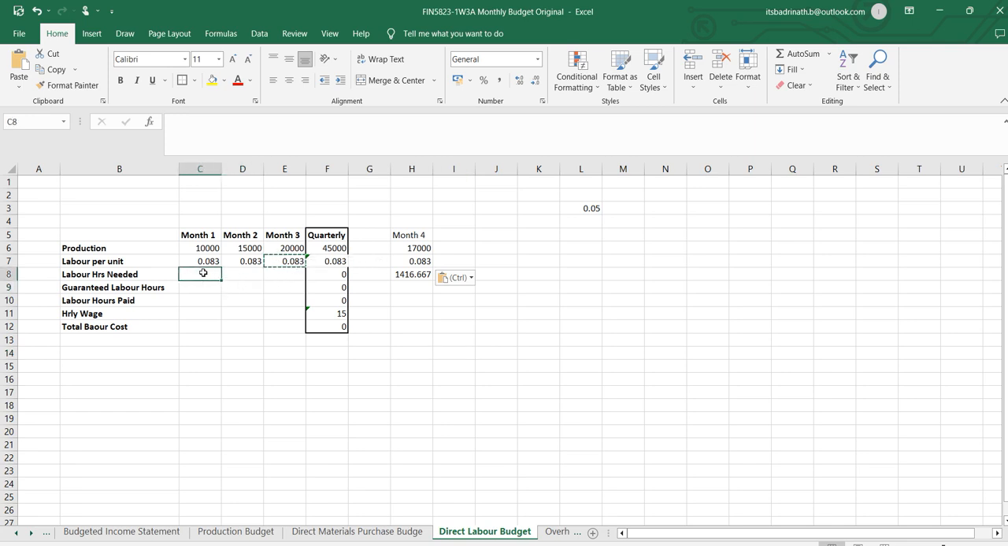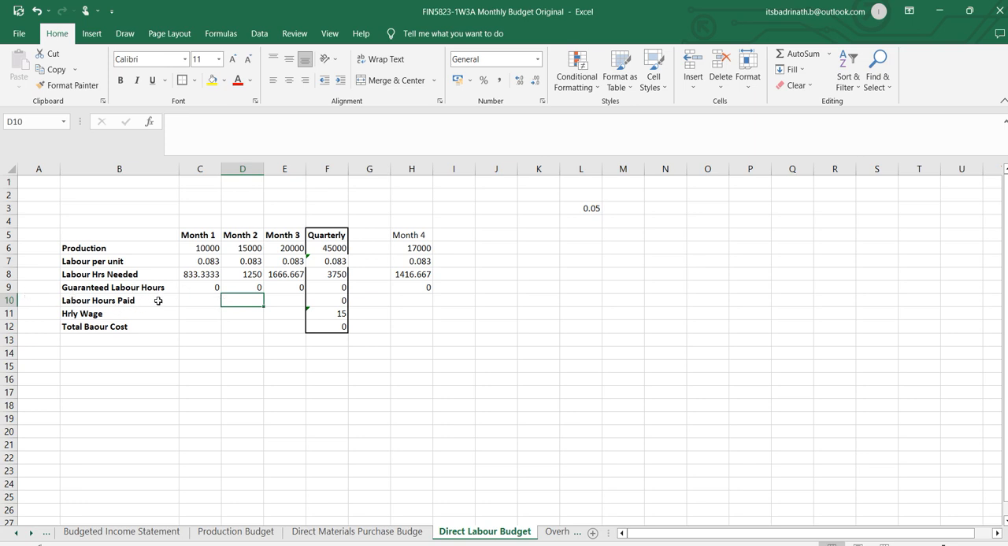Next, total labor hours needed. What is the number of labor hours needed? We can calculate that by multiplying these two things. Equal to this into this. We need 833.50 hours. Now, in the video explanation, they mention guaranteed labor hours. But here we don't have any such data, so I simply kept it 0. Otherwise, you can remove this row.